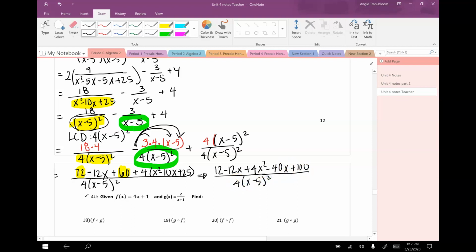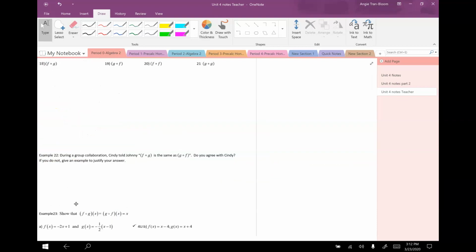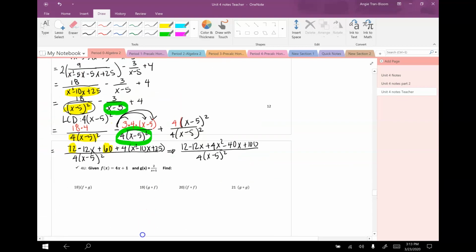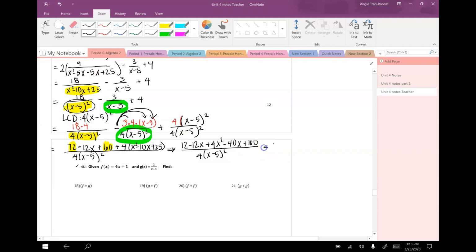Okay. Now if you can, write it small so you can fit it all in. Okay, so from here, I'm going to write it in standard form. That means the highest degree first. So that's 4x squared, negative 12x, and a minus 40x is negative 52x. And then 12 plus 100. Okay, negative 52x. And then plus 112 all over 4 times a quantity.